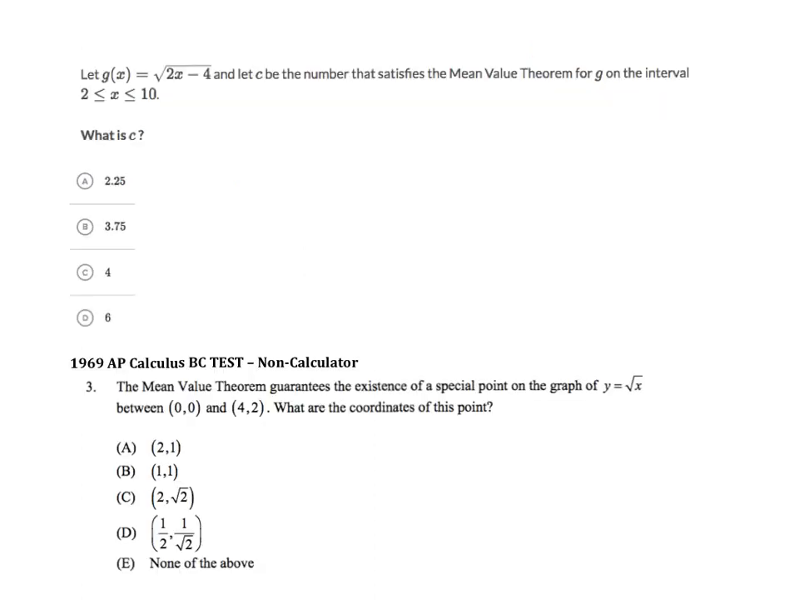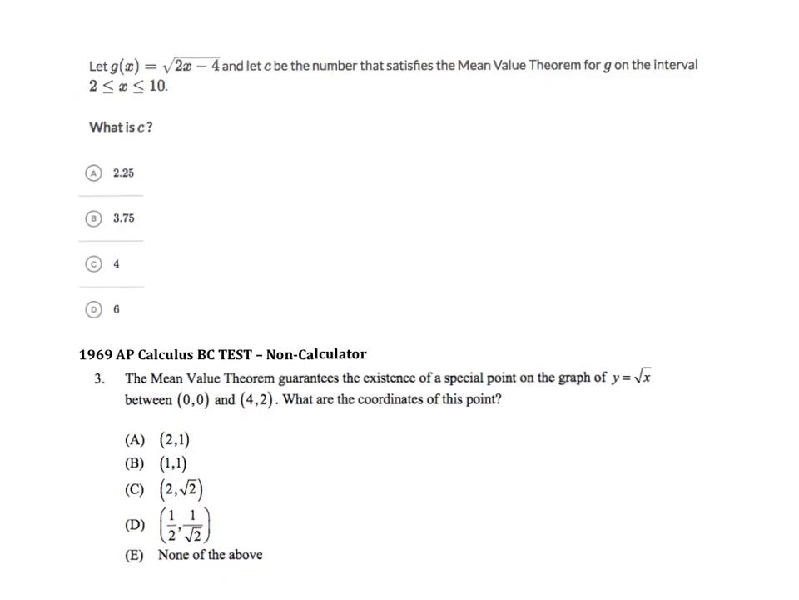Answer's A. Okay, we've got a function, g of x equals the square root of 2x minus 4. Let c be the number that satisfies the mean value theorem for g on the interval from 2 to 10. Well, let me remind you, the mean value theorem is f prime of c equals the average rate of change. So we'd have f of 10 minus f of 2 all over 10 minus 2. And they're saying there's going to be some other x value that also has this slope.